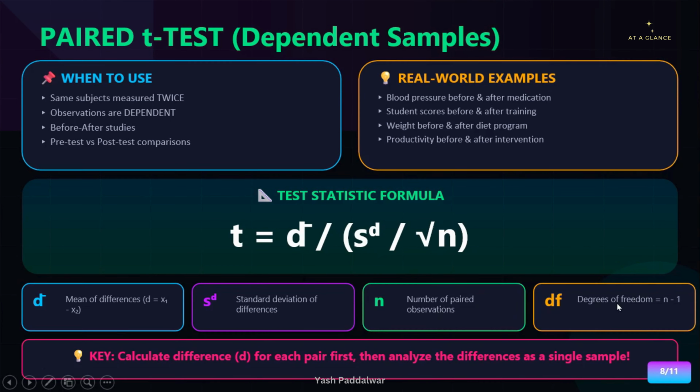df is nothing but the degree of freedom, which is n minus 1 in this particular case, because in both the cases n value is same, right? You are measuring for same sample size, and further all the process is the same, just the formulas are different. So I hope this particular thing is clear about paired t-test.